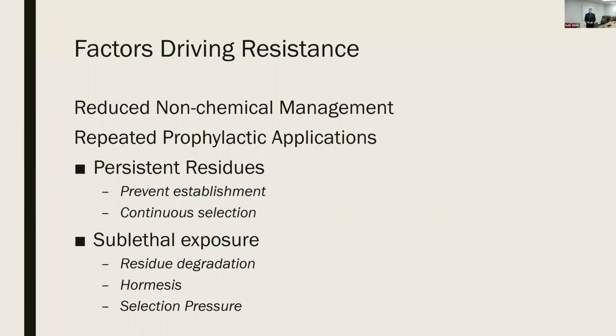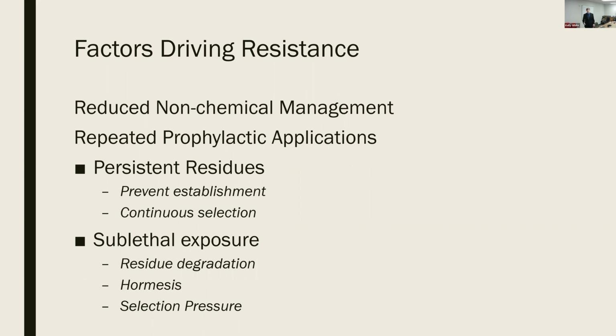Another factor that has driven the evolution of resistance is the use of repeated, often prophylactic applications of insecticides. This leads to the presence of very persistent insecticide residues in the fields and has the benefit of preventing establishment of insects and inherently preventing damage to crops. However, this also leads to a continuous selection pressure being applied on those insects to that insecticide mode of action, generation after generation, which leads to rapid buildup of resistance.